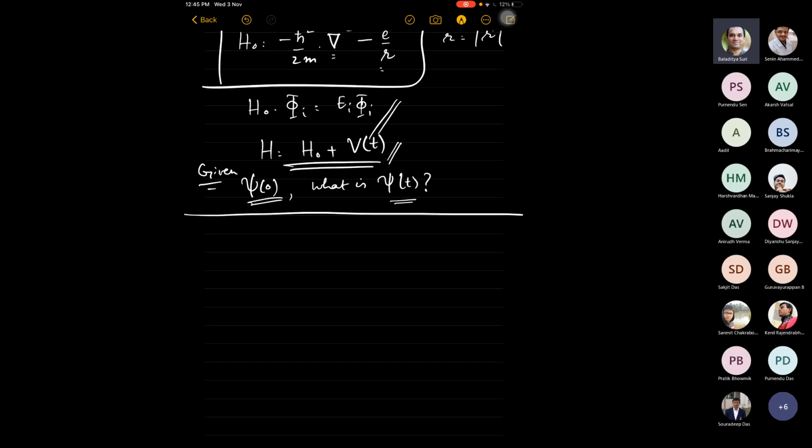For a general Hamiltonian, which is H naught plus V(t), we know the solutions of H naught, but we don't know the solutions of H naught plus V(t). That's what we are trying to find. So this is the statement of the problem in quantum mechanics. What is the information that you get in quantum mechanics? This is what you get. Then what? Once you know psi of t, what do you do?